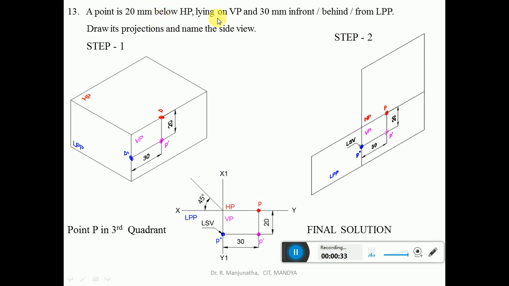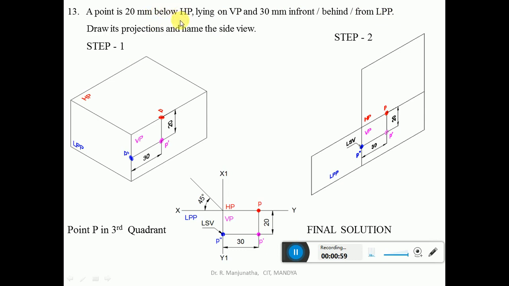In which quadrants will you have the below HP condition? It will be the third and fourth quadrant. First we are going to take up the third quadrant. In the third quadrant we take below HP, lying on VP, and since it is lying on VP, obviously in the third quadrant we are considering behind LPP only.